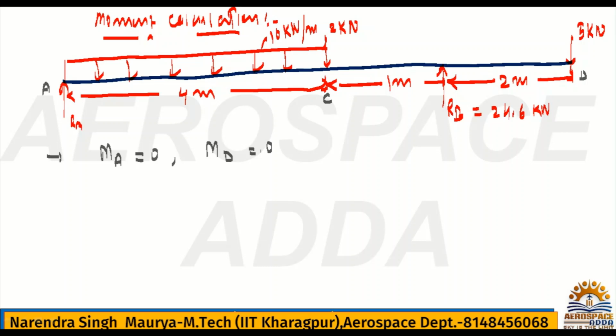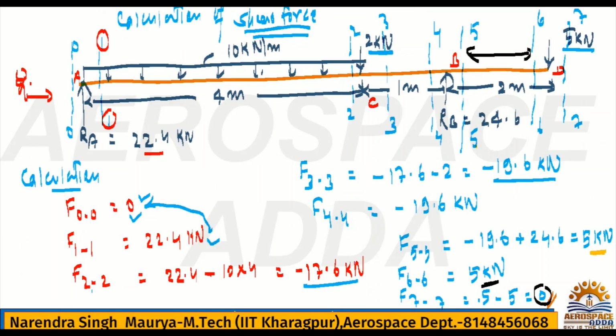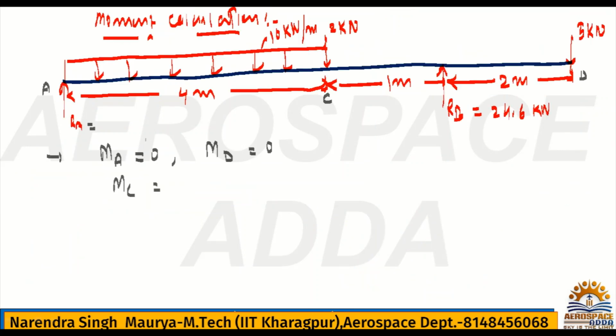All right, now what is the next point? We have MC. So what is the moment at point C? It will be the moment because of RA. What was RA? If you see here, it was 22.4. If you want to calculate the moment at point C, RA will give a clockwise moment about C. So it is plus 22.4 into perpendicular distance 4 meter. And this UDL, which is acting downward, will give an anticlockwise moment about point C.